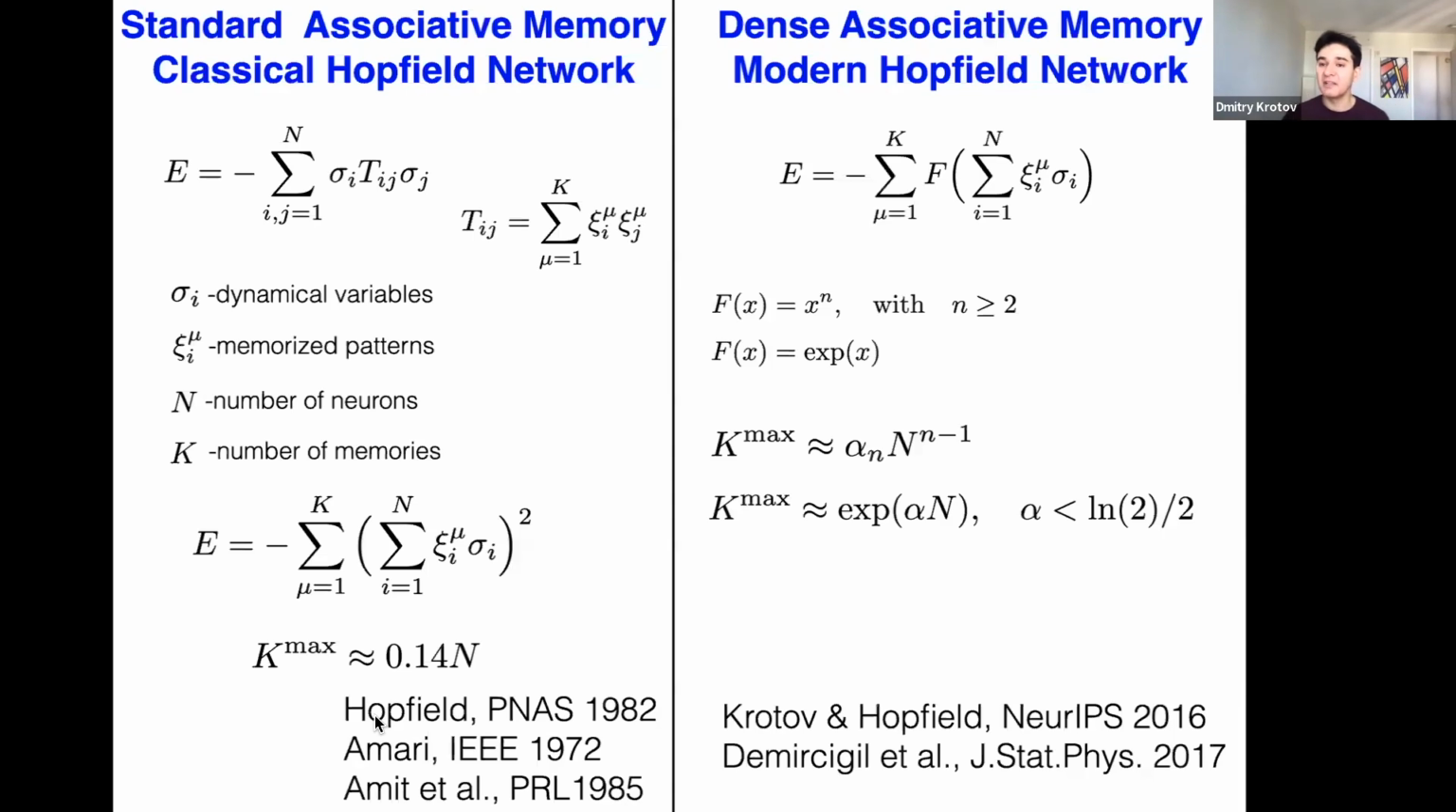Moreover, it turns out that you can even achieve an exponential storage capacity in this network. So for example, if you pick the function f to be an exponent of x, you can achieve up to square root of 2 to the power n memories being reliably stored and retrieved in this dense associative memory network. So indeed, these new models are in a sense much more capable in terms of information storage compared to the classical Hopfield networks that are built on quadratic interactions.